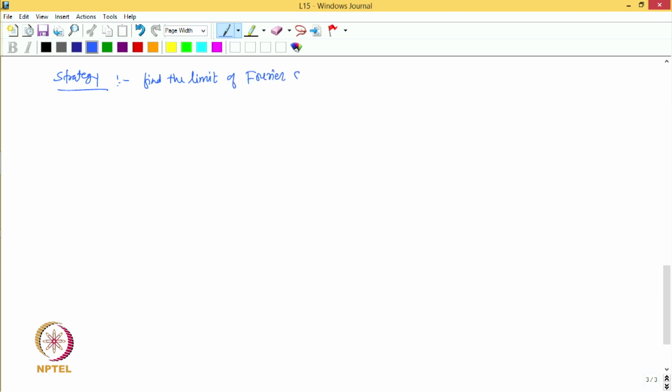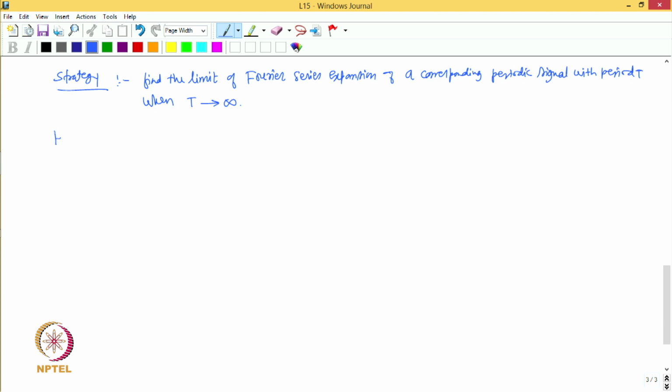Fourier series expansion of a corresponding periodic signal with period T when T tends to infinity, okay. So this is basically the strategy which we will use to find a Fourier transform.